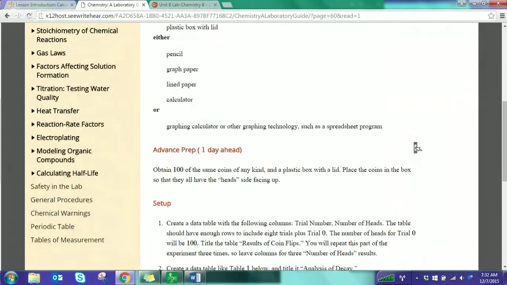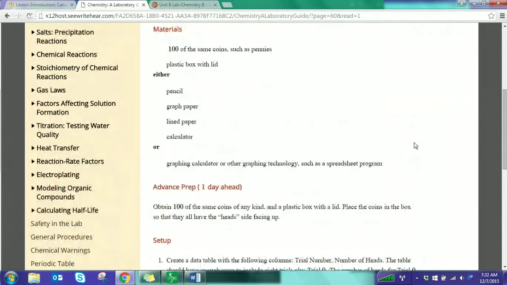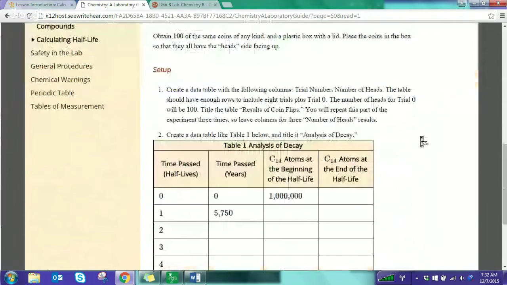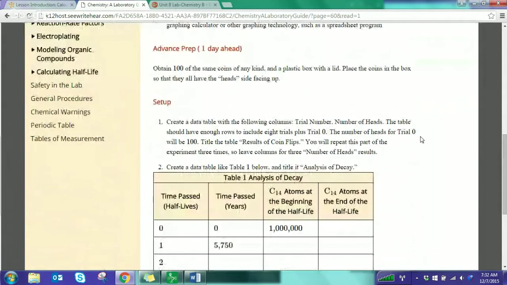All right. So it's going to be a little while till we get back to that question sheet. What we're doing right now is, let me show you where it is in the procedure here. All right, so create a data table with the following columns: trial number, number of heads. The table should have enough rows to include 8 trials plus 0, okay? The number of heads for trial 0 will be 100. Title the table results of coin flip. So I need to add my title there. Results of coin flip.